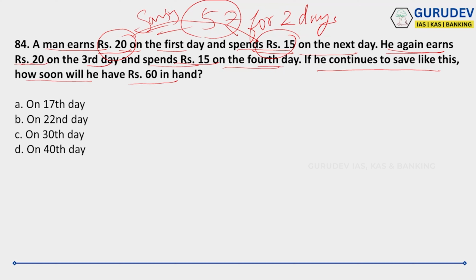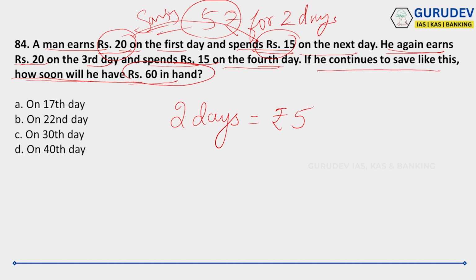This cycle continues. What is he asking? Look at the question. How soon will he have 60 rupees in hand? He is not asking about savings, but 60 rupees in his hand. So for this, what you should do is, for 2 days, in his hand, he is having how much? Rupees 5. That is smart.